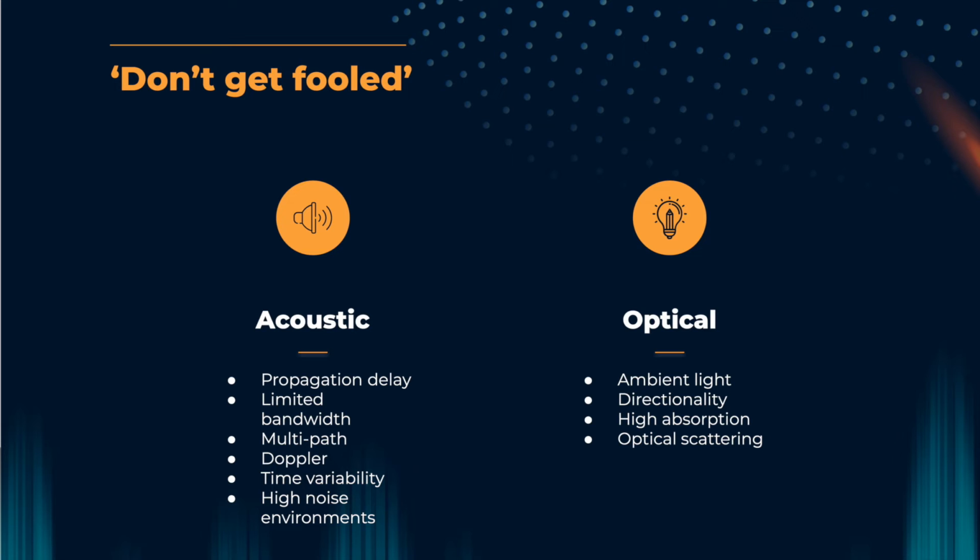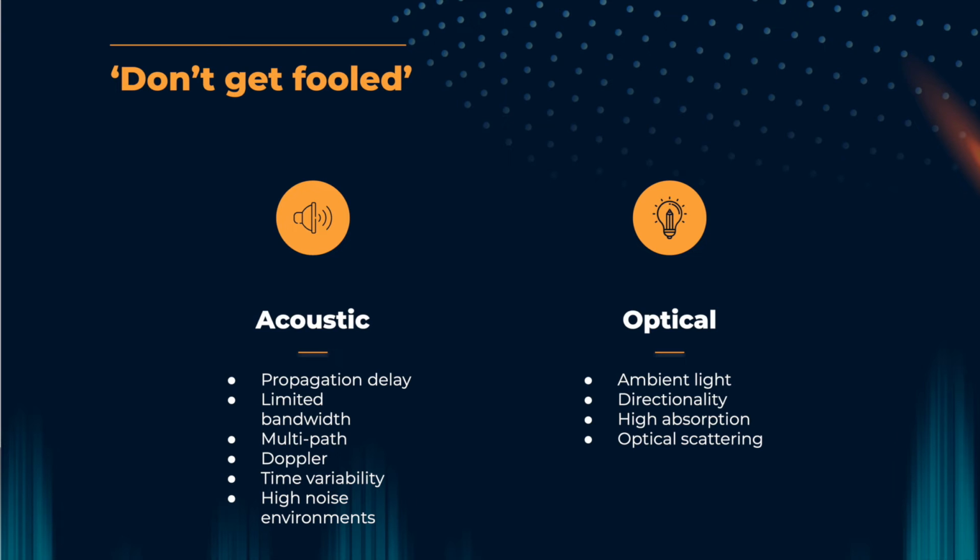And high noise environment. Depending on where you are operating, the noise tends to be very high as compared to terrestrial wireless channels. In the case of optical, ambient light: if the light is changing, the performance changes. Directionality: the camera needs to be oriented toward the light. High absorption and optical scattering: as the distance grows, you can't see the light.